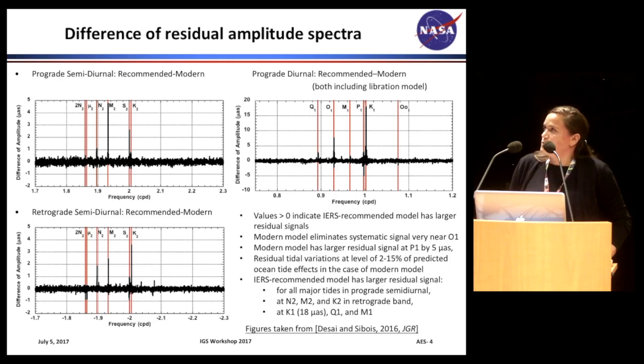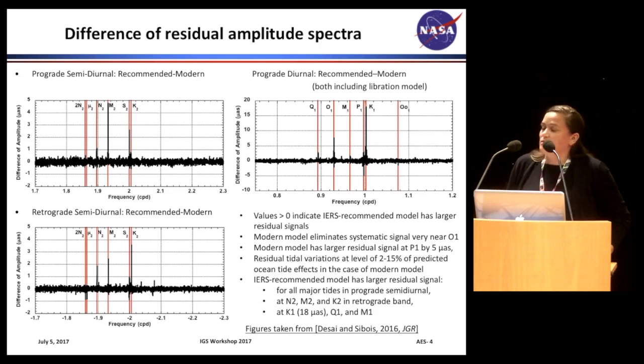So you can see that for the prograde semi-diurnal band, all major tides have larger residuals for the current conventional model. For the retrograde semi-diurnal, it's the case for N2, M2, and K2. S2 is a little ambiguous because we know that there are some atmospheric effects, so it's not clear exactly which model would be improved, would be more accurate.